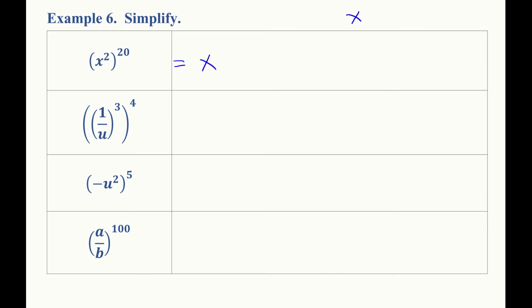Remember the rule, x to the m to the n equals x to the m times n. So here we're going to get x to the power of 2 times 20, which is 40, and that's it. So here for the next one, the base is going to be 1 over u. So we're going to write the base, and we're going to multiply the exponents. So 3 times 4 will give us 12, and we end up with 1 to the 12, which is of course 1 over u to the 12. And that's pretty much all we can do there.